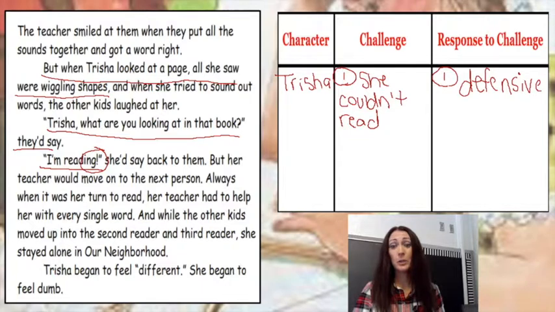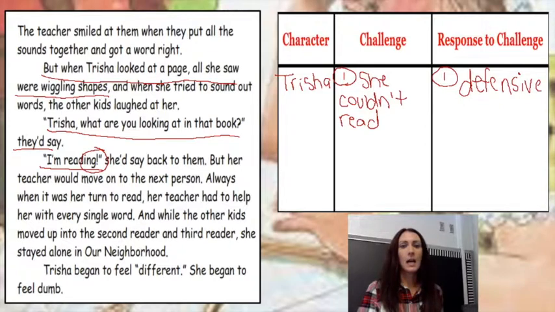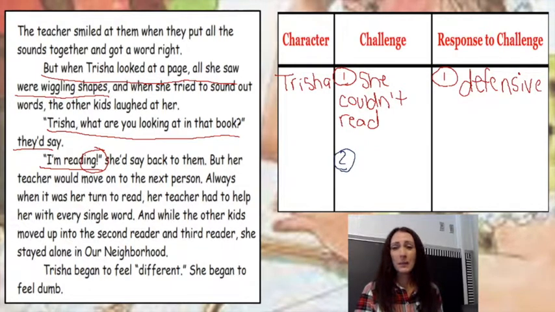All right, so I told you there was going to be two challenges in this passage for Trisha. And the other challenge comes into the fact that the kids were making fun of her. That is definitely a challenge, and you all probably know what some of that feels like, because I'm sure someone in your life has made fun of you.